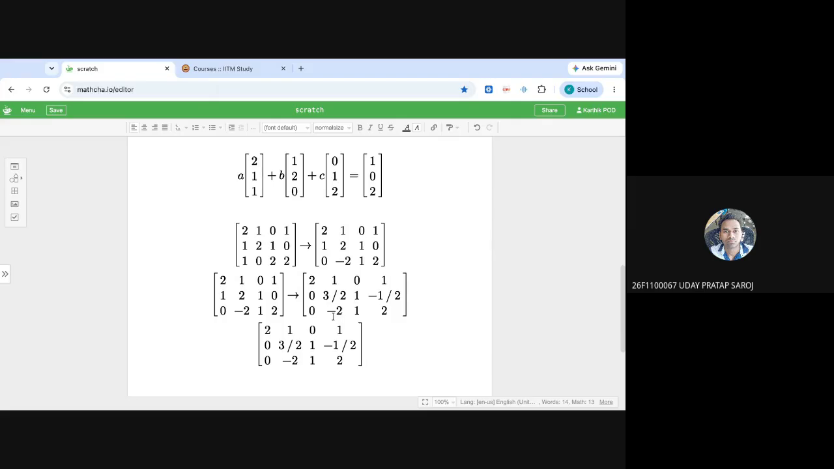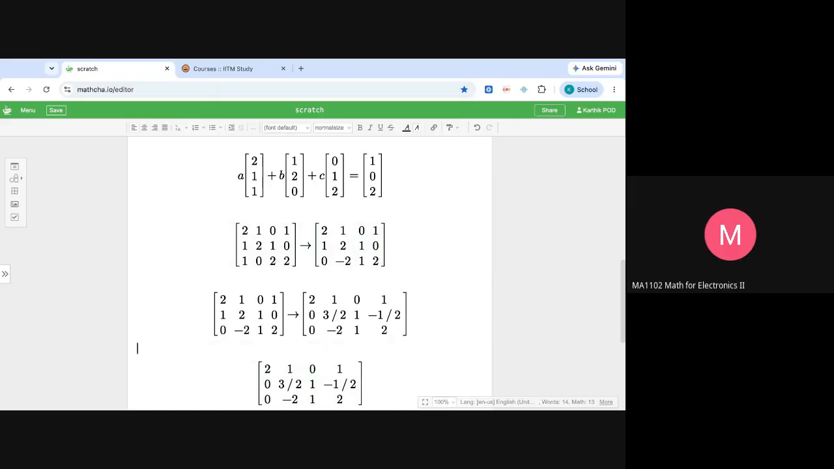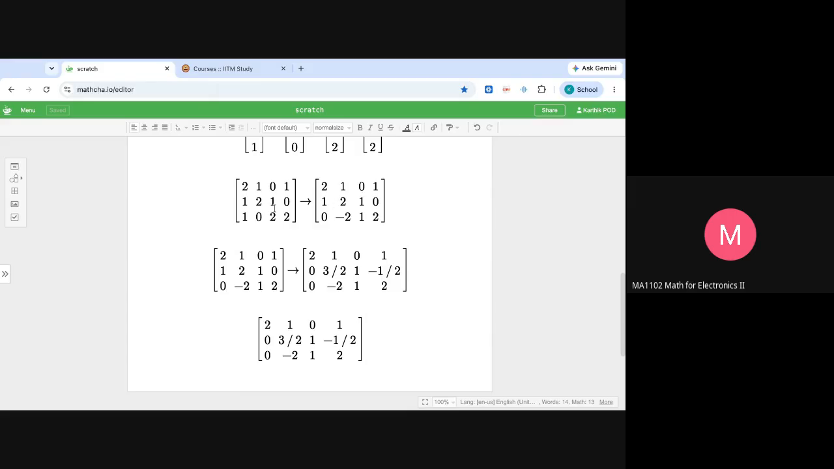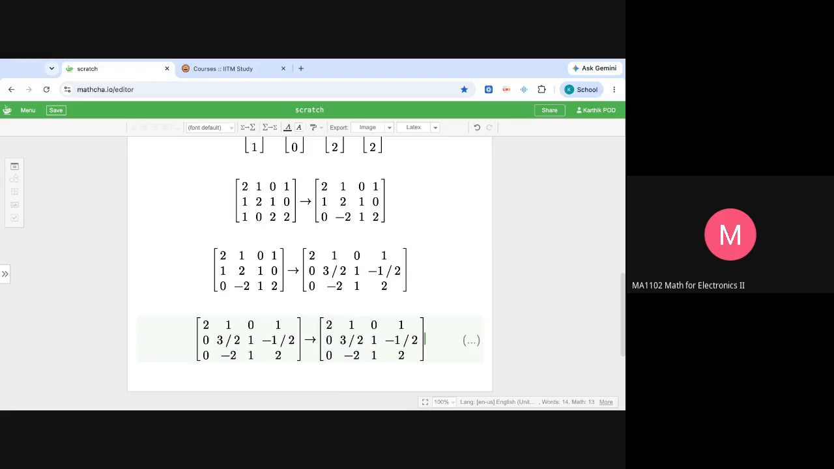We are solving a system of equations, right? So far it is correct, right? The first step I did was row 3 minus row 2, so that gave me 0, minus 2, 1, 2. Now I'm doing row 2 minus half row 1, so that gave me 0, 3 by 2, 1 minus 0, and 0 minus half, right? So that gave me this one. Now we have to further reduce this.